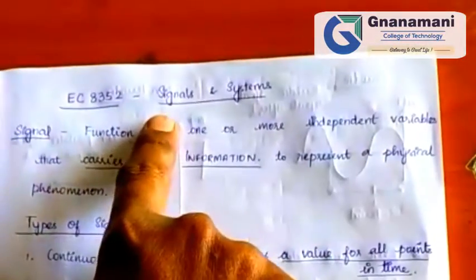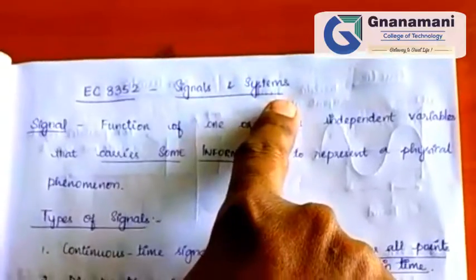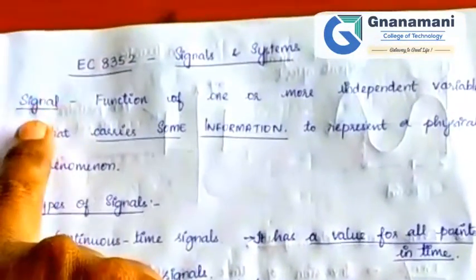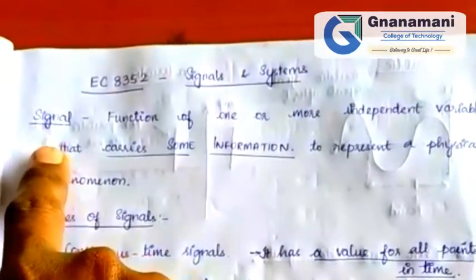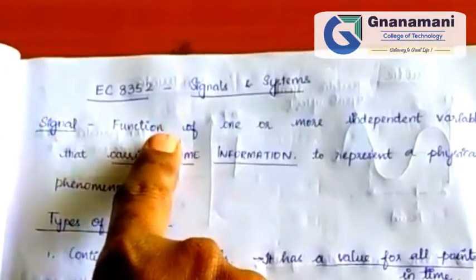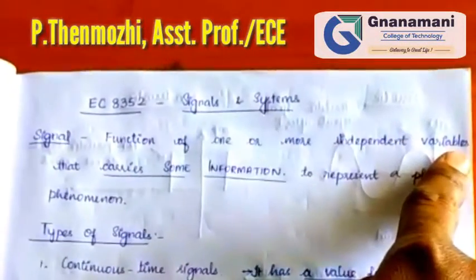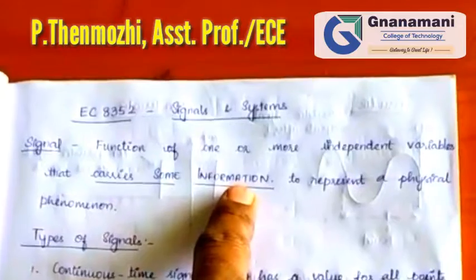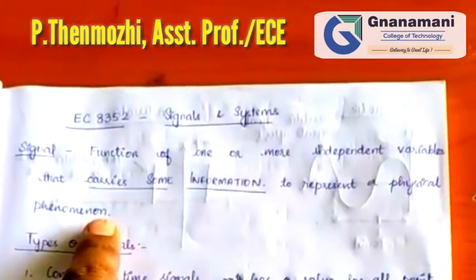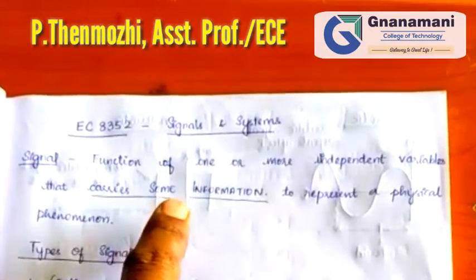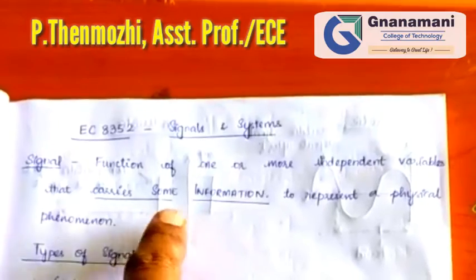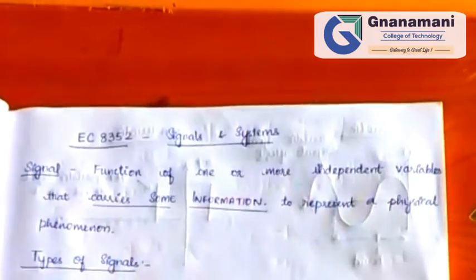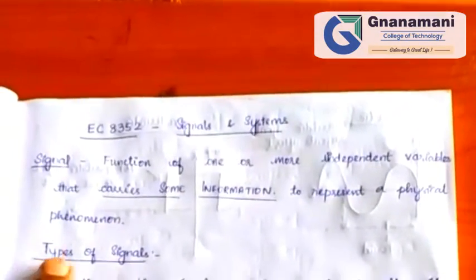So we are going to see the subject Signals and Systems. From that subject, we are going to see what a signal is. A signal is a function of one or more independent variables that provides some information. For example, we have the ECG signal. All those signals provide some information. Then we are going to see the types of signal.